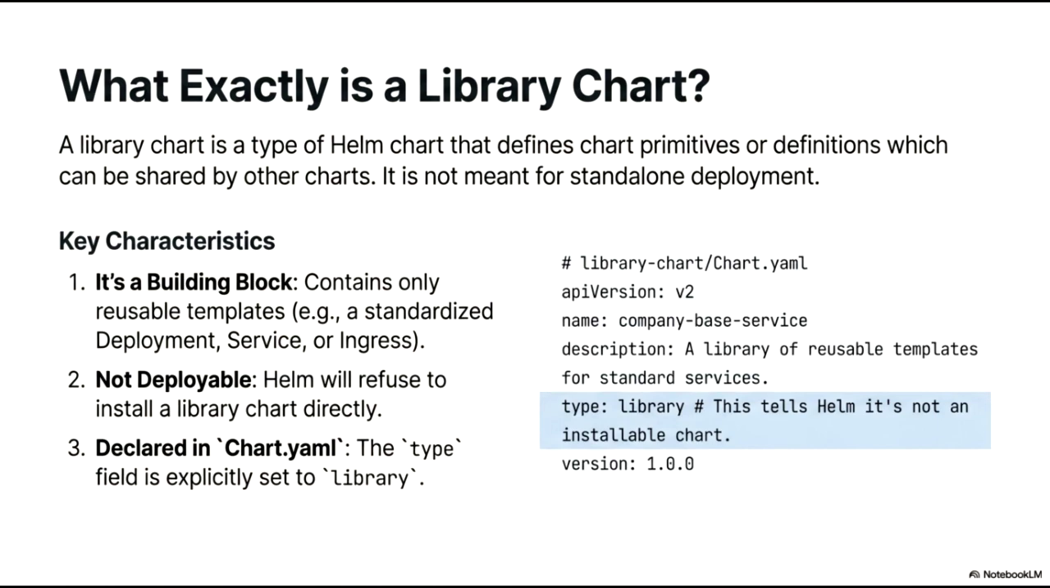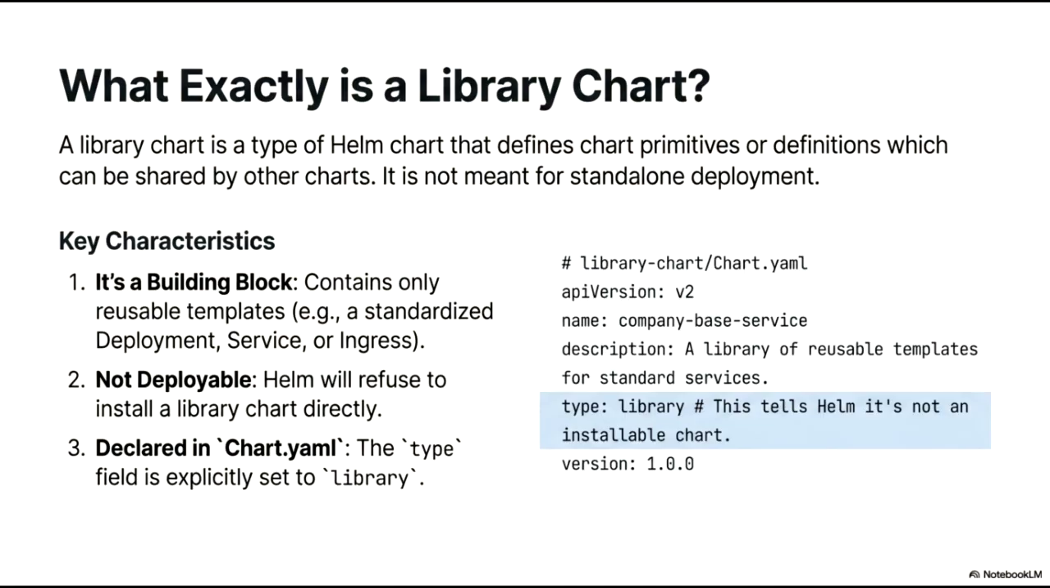First, think of it as a building block. It contains only reusable templates, such as standardized configurations for a deployment, service, or ingress, allowing for consistency across multiple projects. Second, it is fundamentally not deployable. If you attempt to install a library chart directly, Helm will recognize its type and refuse the installation.